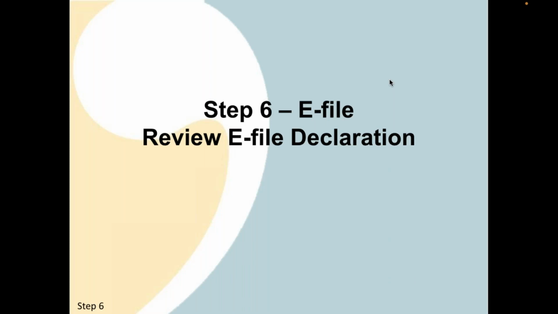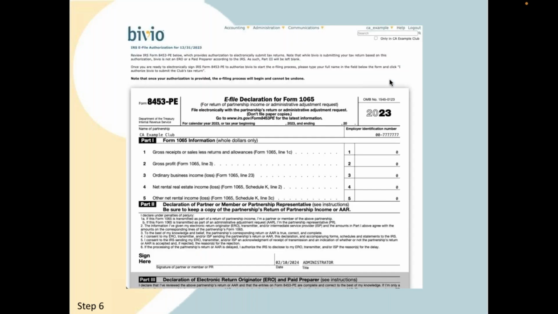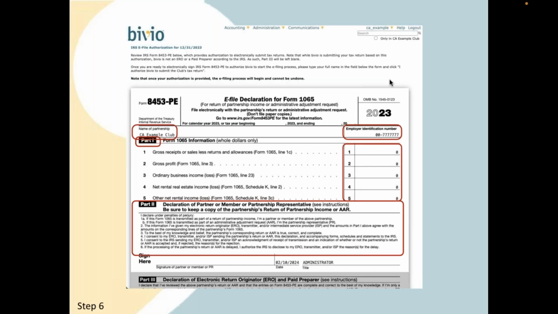bivio will complete the e-file declaration form with your club's information, and you need to review it. On the screen, review your club's filled-in IRS e-file declaration, carefully checking your club name and EIN number, all amounts in Part 1, which will usually be zeros, and read carefully all of the declarations in Part 2. Check the date and your role in the club. Your role is filled in from the privileges you have in the club roster. This person has administrator privileges in bivio.